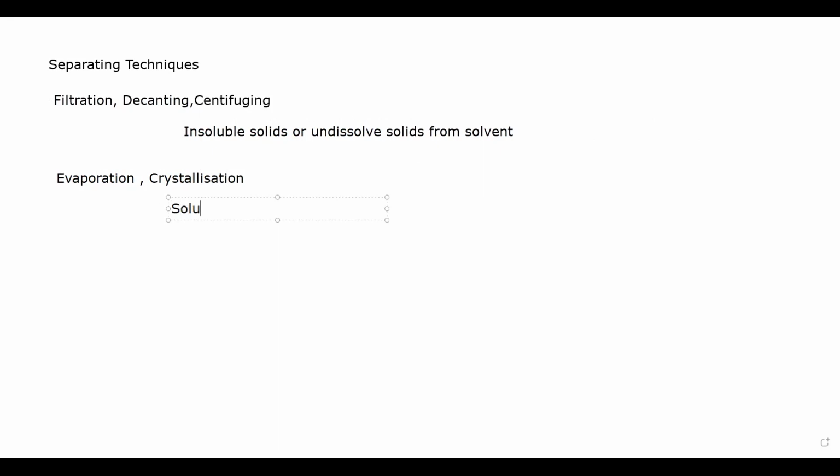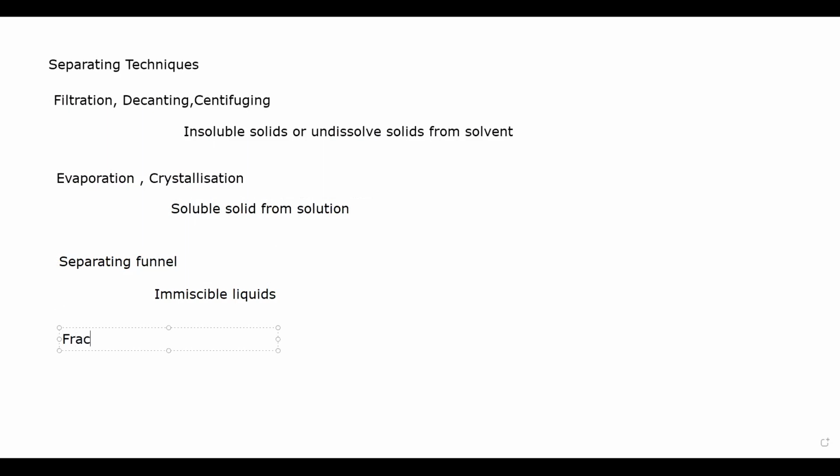If you want to separate the soluble solid from solution, then we use evaporation or crystallization. Then we use a separating funnel. In what case do we use a separating funnel? A separating funnel is used to separate immiscible liquids. If you want to separate two or more immiscible liquids, we use a separating funnel.